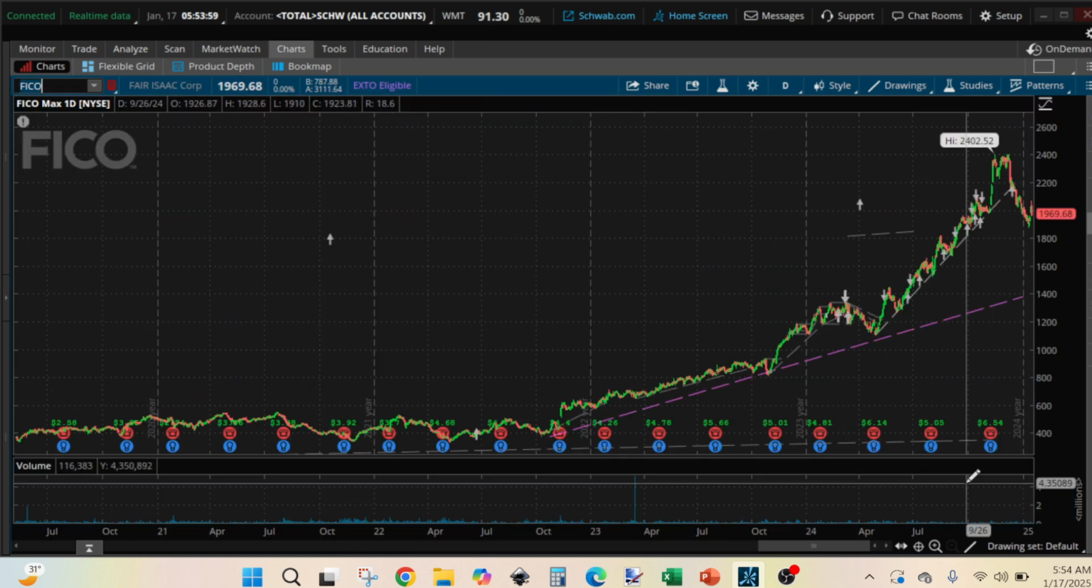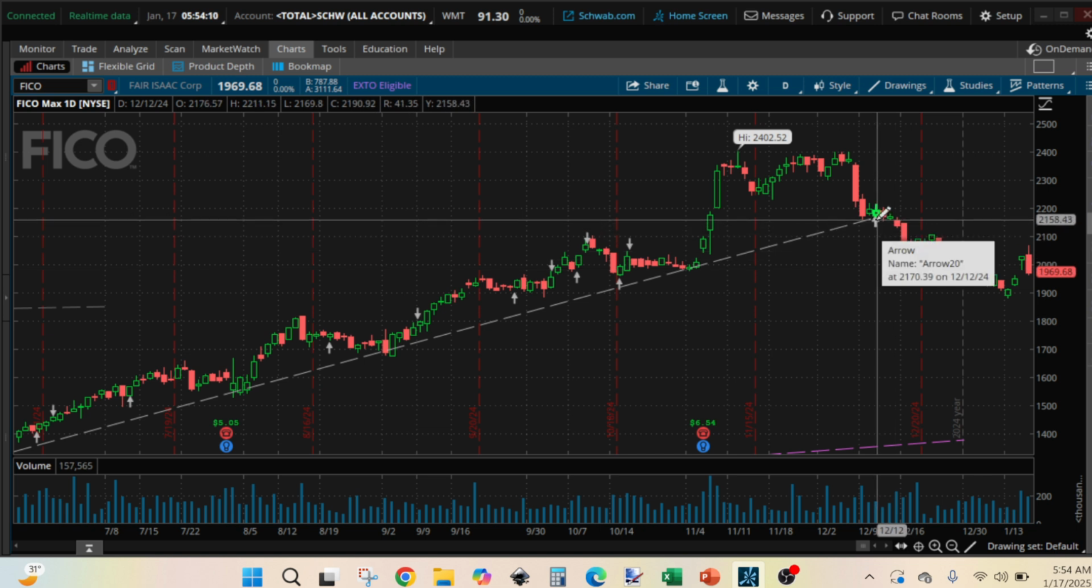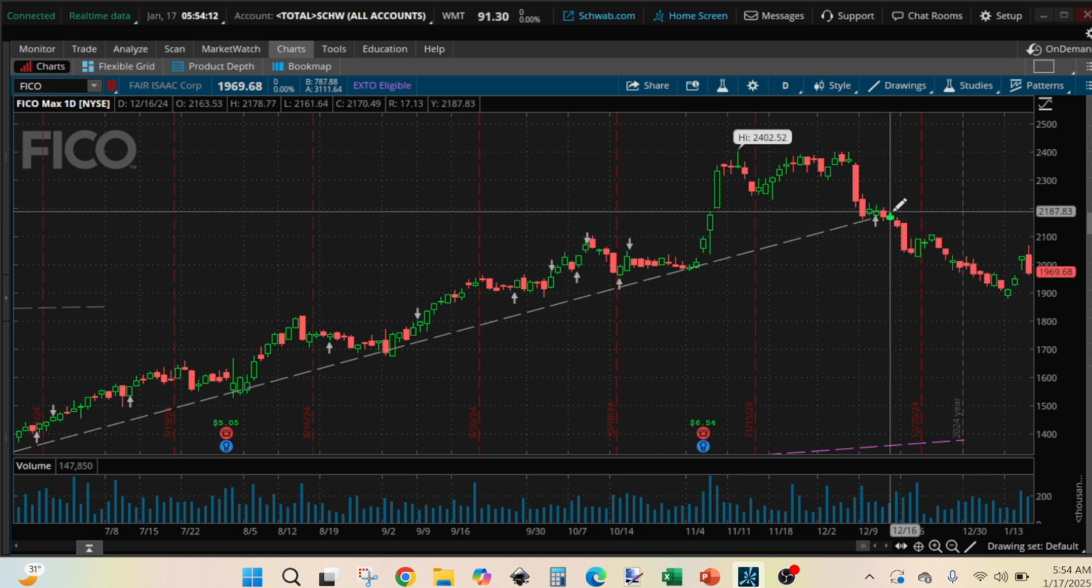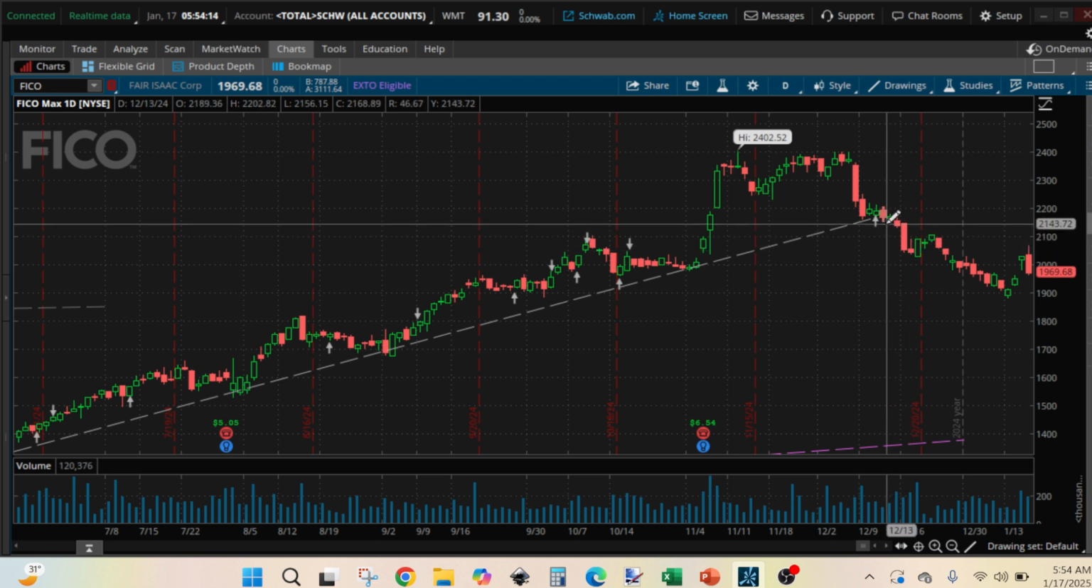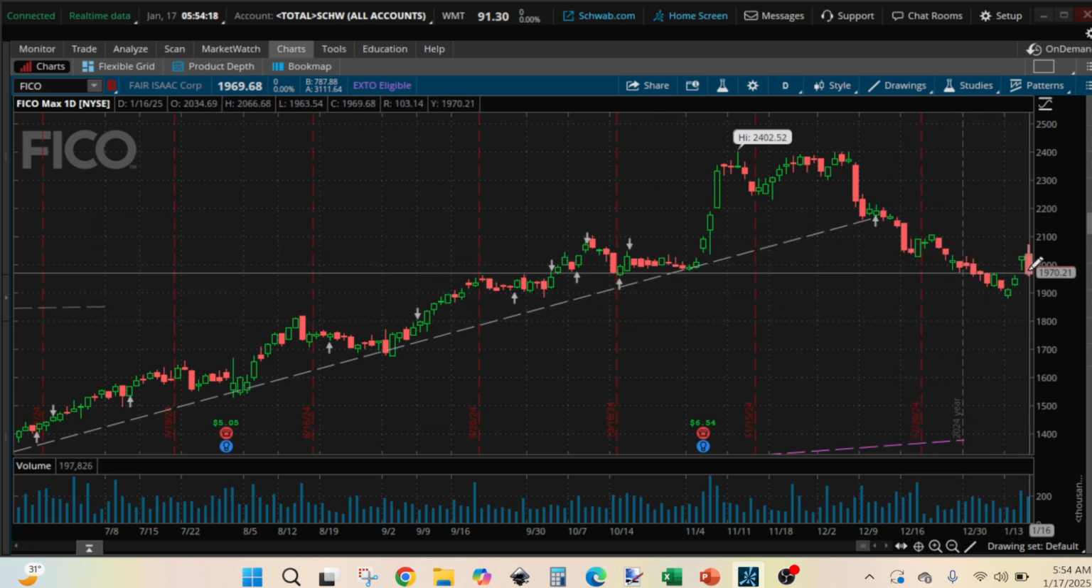FICO is the last one of the three. We like to buy next at this trend line, but right now we purchased it at this trend line here, and that trend line ended because after that we have lower lows. Yesterday was a pullback because of this red bar.